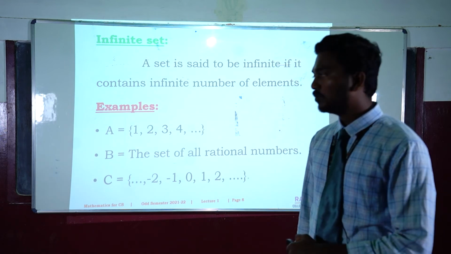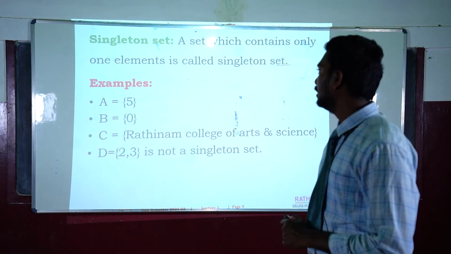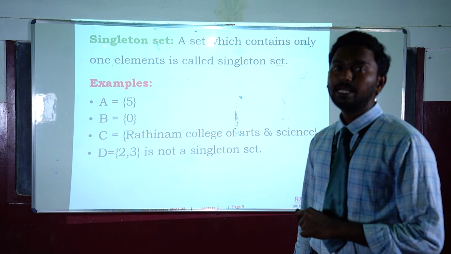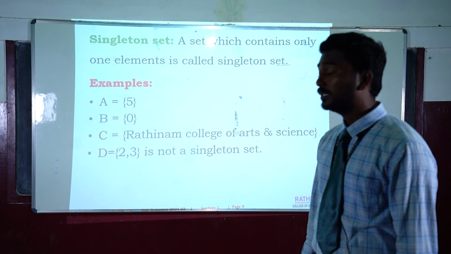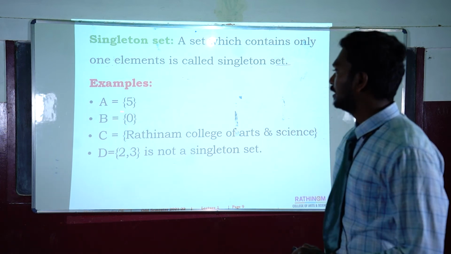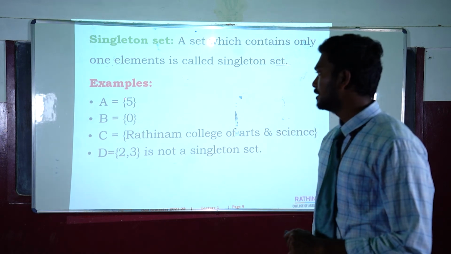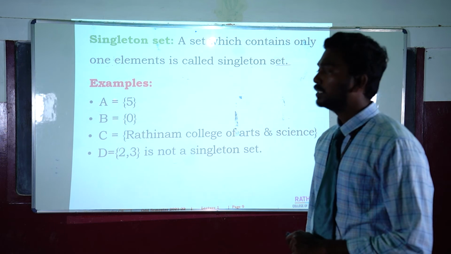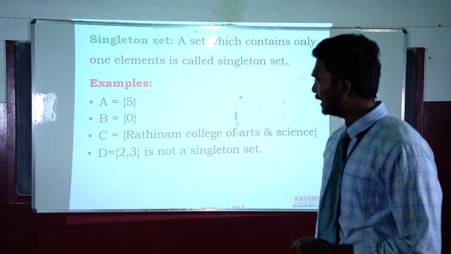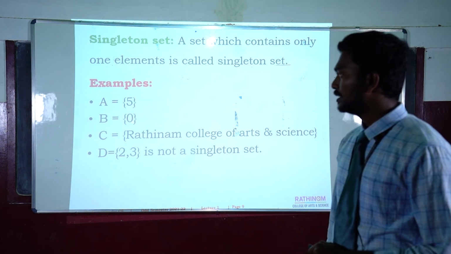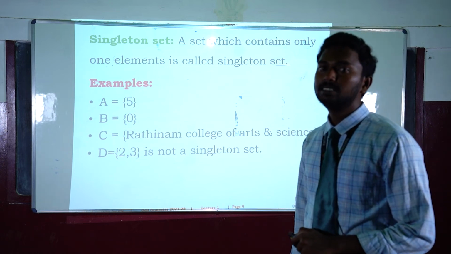Okay, so I will move on to the next slide. Singleton set. A set which contains only one element is called a singleton set. Take A is equal to {5}. This set contains only one element. Okay, so it is a singleton set. Take set B. Your set B is equal to {0}. 0 is also one element, so it is also a singleton set.